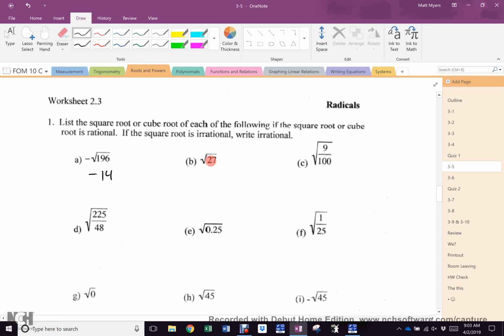Does 27 have a square root? Is it on our list? No. So that means it's irrational, right? So what do I write here? Irrational. Everybody cool? Now, that square root is covering everything, yes? So what does that really mean? It's the square root of 9 over the square root of 100, which is 3 over 10. Is that rational? That's a fraction. Are we okay?